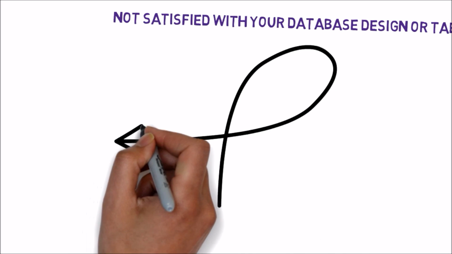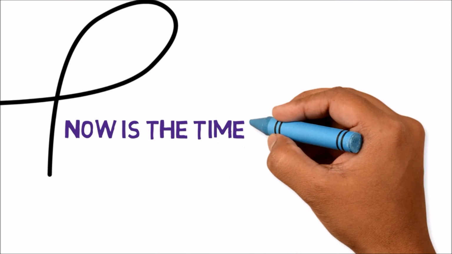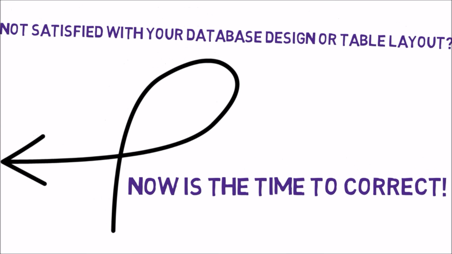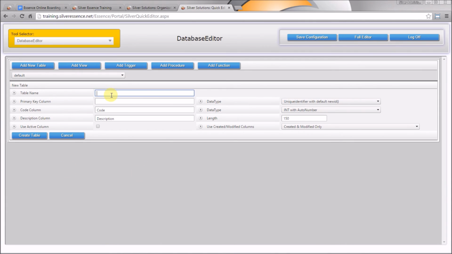Here's what you need to know. If you're not satisfied with your database design, or you're not satisfied with the table, this is the best time to correct. If you have the table fully in your configuration, it will be a lot more difficult to make corrections later on. So if you're not satisfied, simply enable that box, delete the table, and then re-edit again. So here we're going to re-edit again.